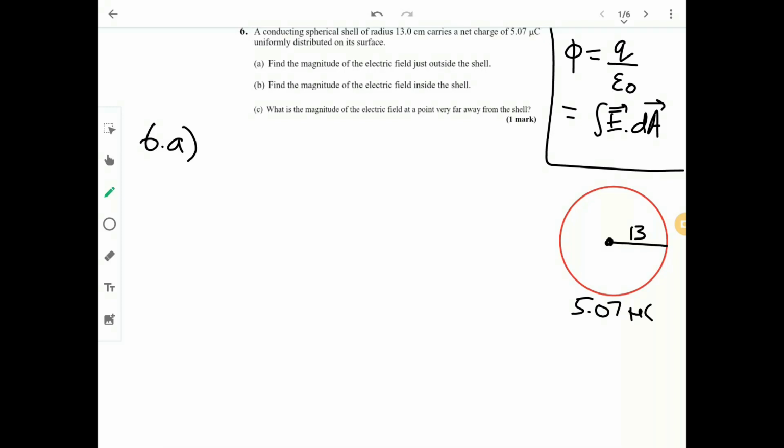A conducting spherical shell of radius 13 centimeters, which I've drawn here, carries a net charge of 5.07 microcoulombs uniformly distributed on its surface. A says find the magnitude of the electric field just outside the shell. B says inside the shell. And C says very far away from the shell, what is the magnitude? I've given you some formulas here as a hint, and you guys can solve for a few seconds before I check with you.